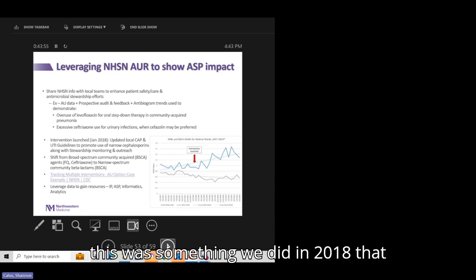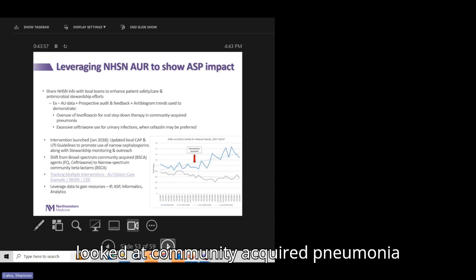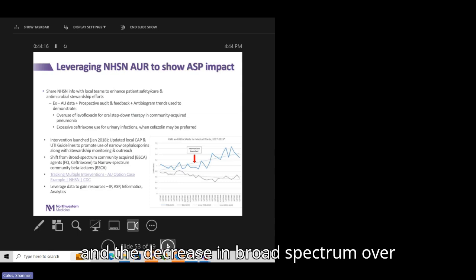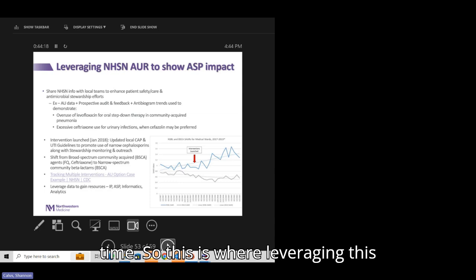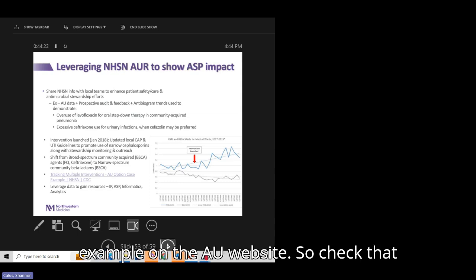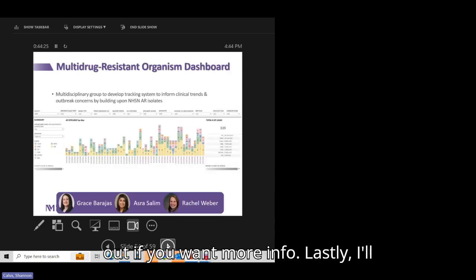So here, this was something we did in 2018 that looked at community-acquired pneumonia and UTI. Again, similar principle to really emphasize narrow spectrum cephalosporins. And here you can see that we looked at the narrow spectrum beta-lactams and the broad spectrum community acquired, and we saw that increase in the narrow spectrum agents and the decrease in broad spectrum over time. So this is where leveraging this data can be helpful, and this is an example on the AU website. So check that out if you want more info.